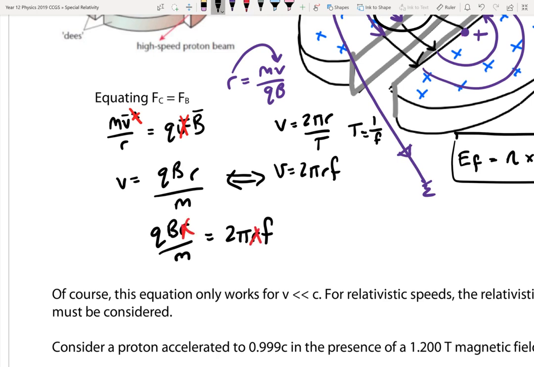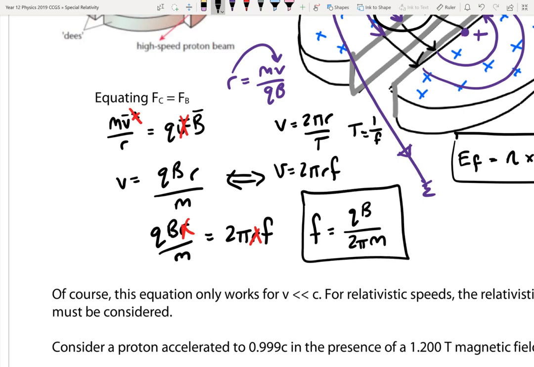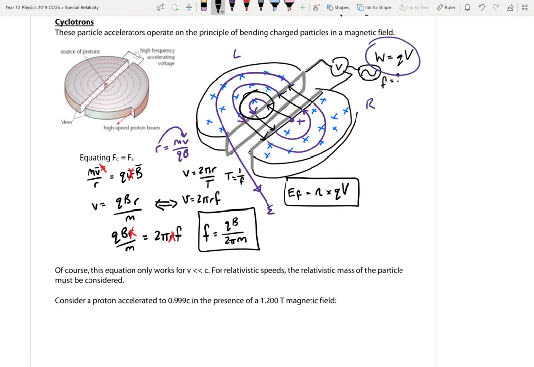That's really cool. What it tells us is that the frequency that this thing is moving, which is also the frequency of our alternating voltage, is equal to qB over 2 pi m. Isn't that lovely? That's what we can then set the frequency of our alternating voltage to. Okay? So, do we know the charge of our particle? Yes. Do we know the mass? You betcha. Have we got our magnetic field set? Absolutely.